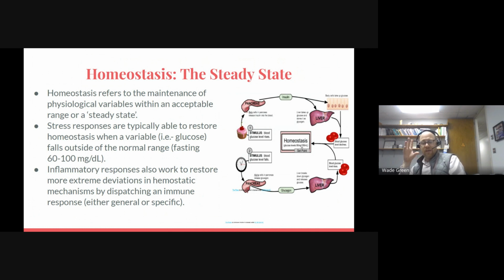At that time, that is a stress response. My body kicks in and utilizes a feedback loop, and causes glycogen to be taken from my liver and broken down via glucagon, and my glucose level in my bloodstream rises or goes up.